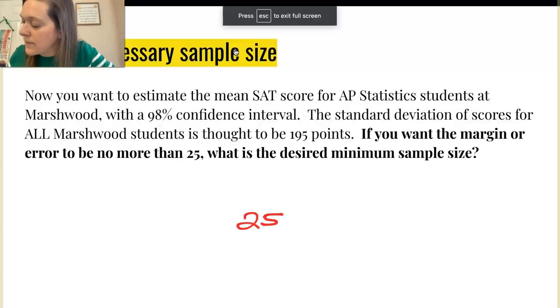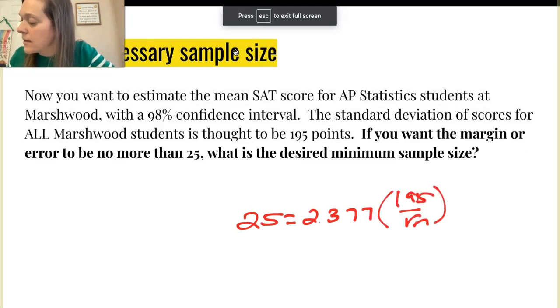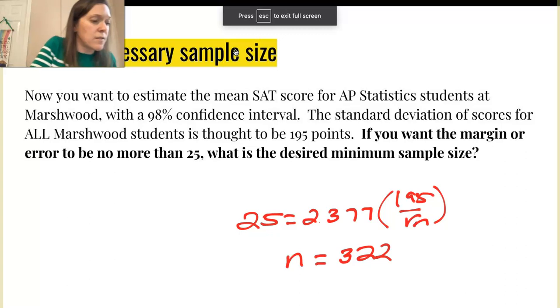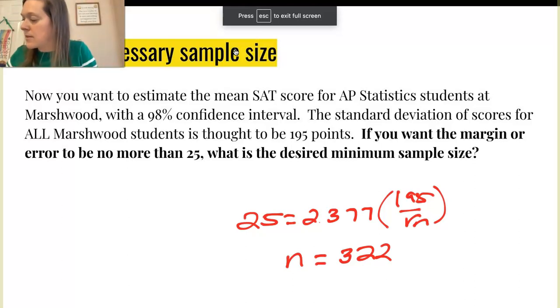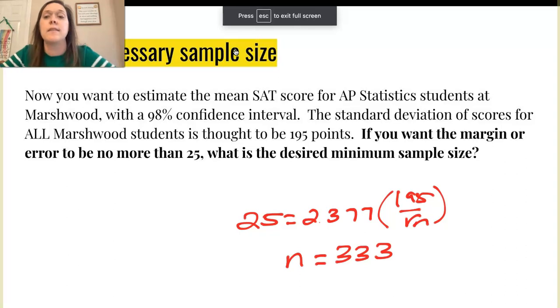332. Right? So I think I lost my writing that I had before. So when we did that, 25 is equal to 2.377 times 195 over the square root of n. You end up getting n is equal to 25 divided by, 195 divided by that, squared. Yeah, 332, which would round up to 333. So 333 students would be who we would need to interview or sample.